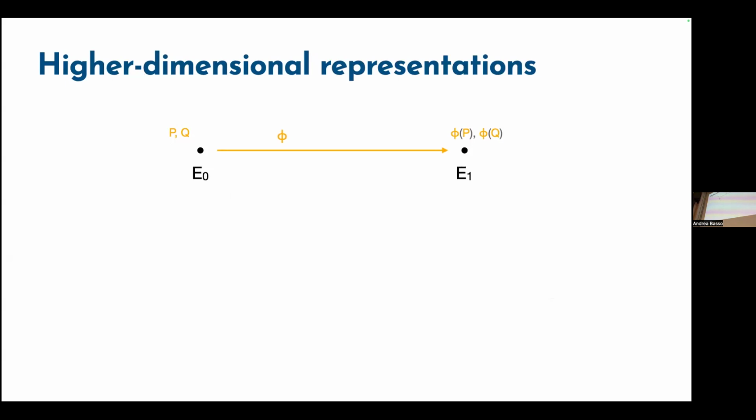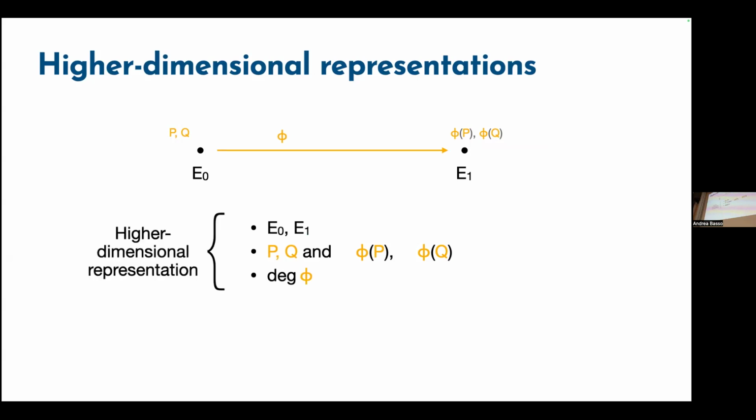Say that we have an isogeny phi between two curves E0 and E1. Then we can always represent it, regardless of its degree or other things, by basically this information. If we give the two curves E0 and E1, P and Q, the degree, and the images of P and Q under phi, and if these points are sufficiently large, then this is a representation of an isogeny in the sense that it allows us to evaluate this isogeny on any other point of our choice. And we call this then a higher dimensional representation.